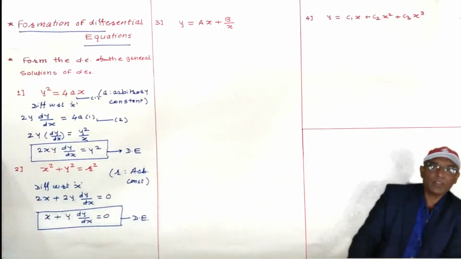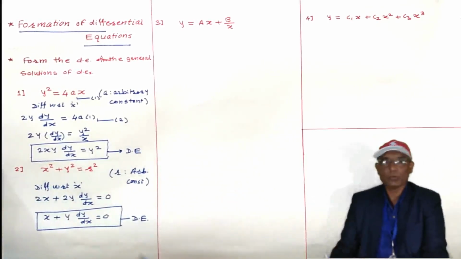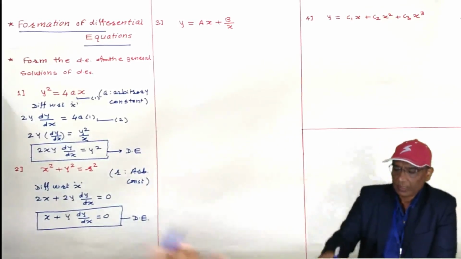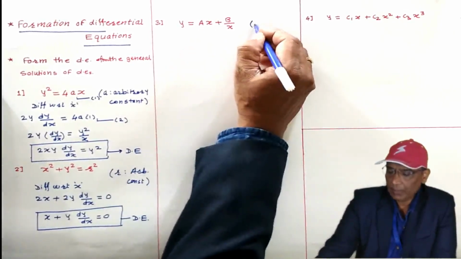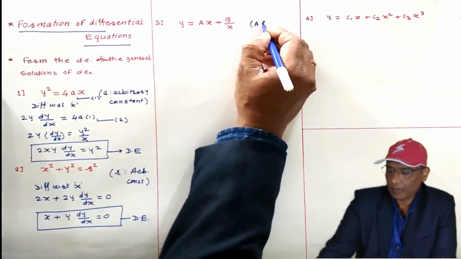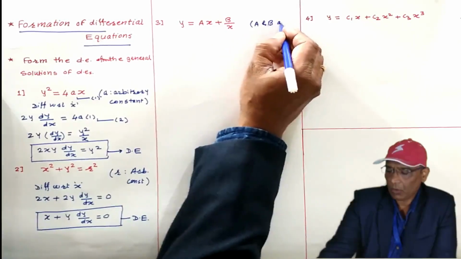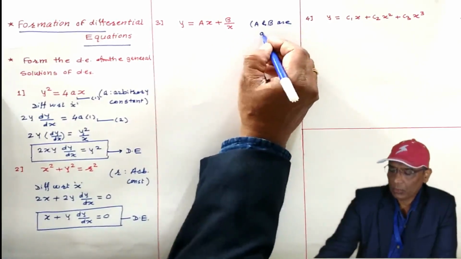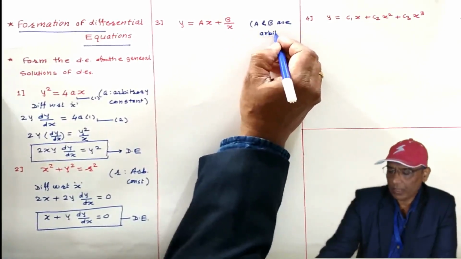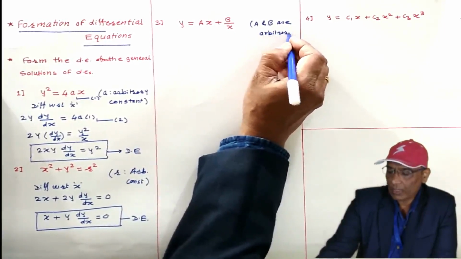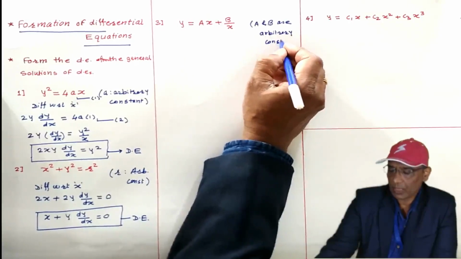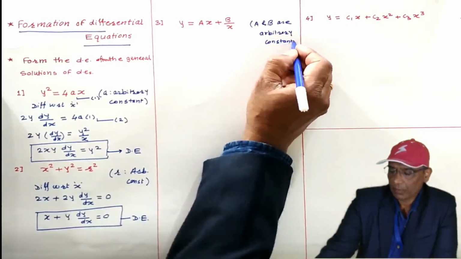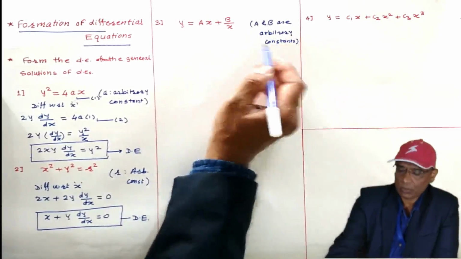Here the solution of the differential equation is given, and we are going to form the differential equation. Now how many arbitrary constants are present? Where a and b are arbitrary constants. Here two arbitrary constants are present. Therefore, two derivatives are required to be taken. Derivative two times, since two arbitrary constants are present.